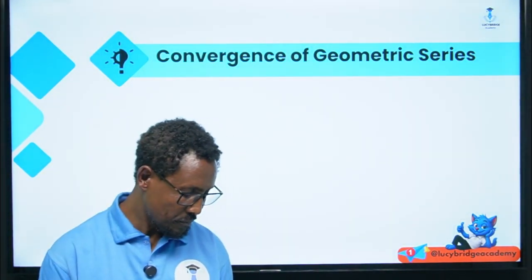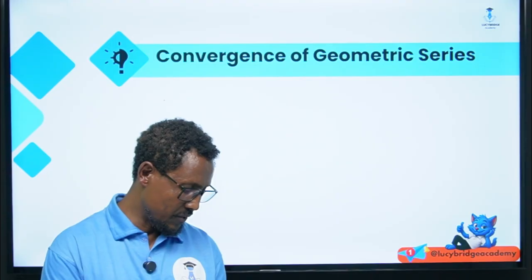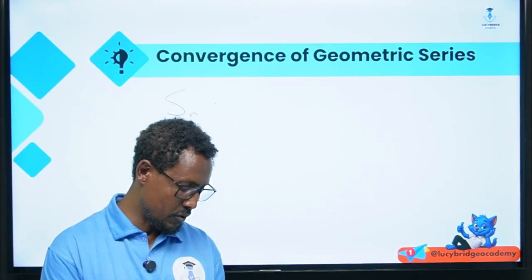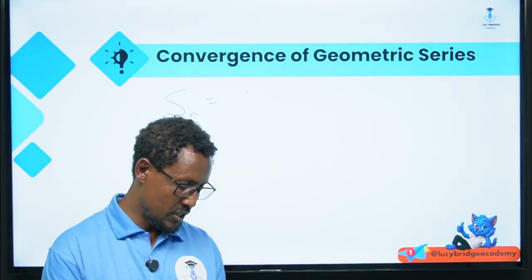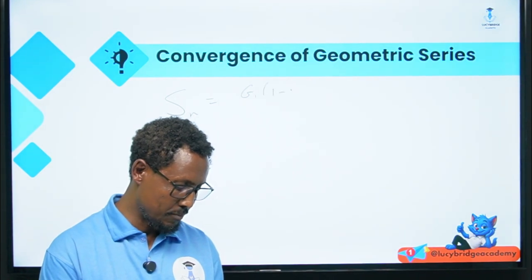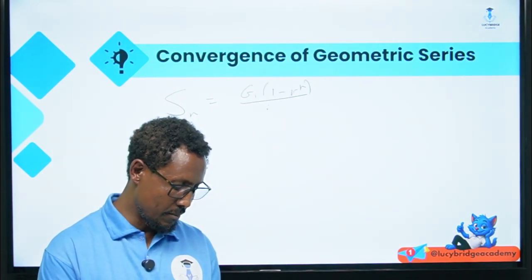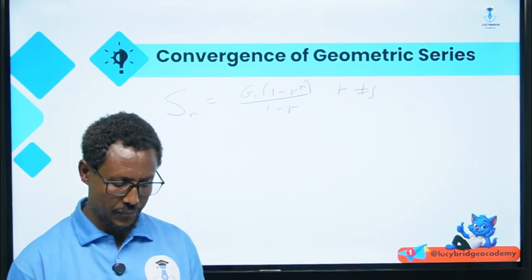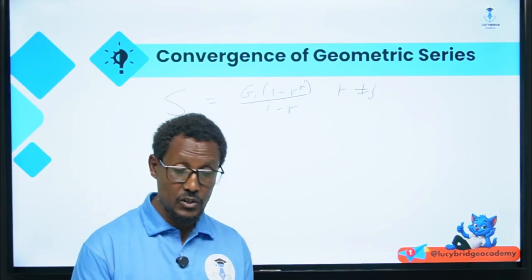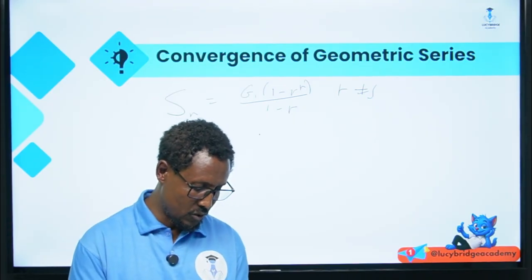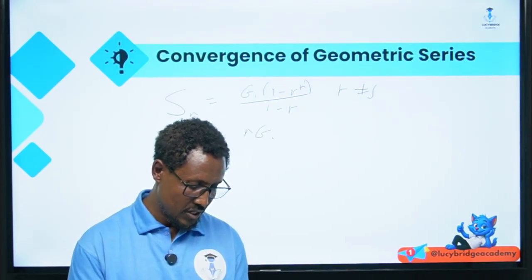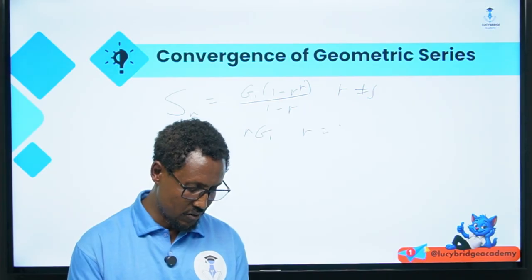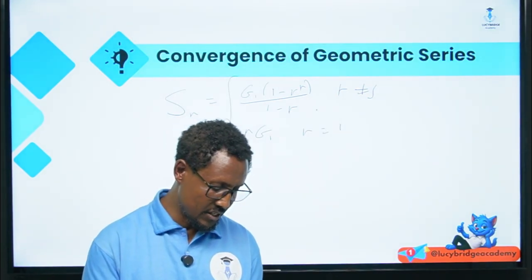Look, we know the sum of the first n terms of a geometric progression is equal to g1 times (1 minus r to the power of n) over 1 minus r, if r is different from 1. What happens if r is 1? It will be g1 times n, or n times g1, if r is equal to 1, okay? But I need the first one.